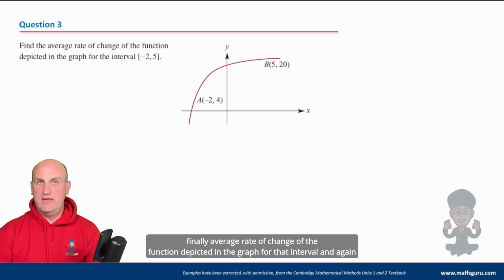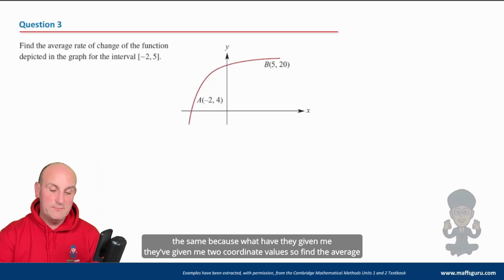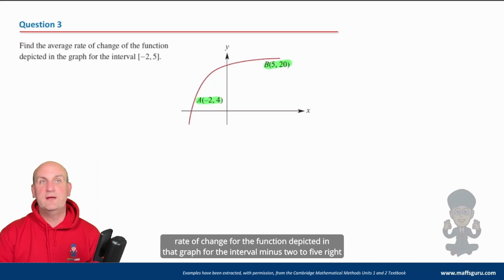Find the average rate of change of the function depicted in the graph for that interval. And again, there's not a huge amount to this. There's a diagram and they've given me an interval. It's the same because what have they given me? They've given me 2 coordinate values. So find the average rate of change for the function depicted in that graph for the interval -2 to 5.